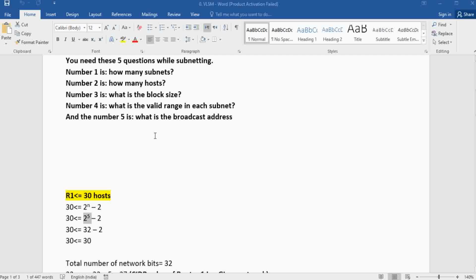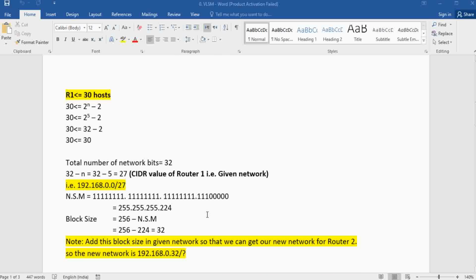2 power 5 is equal to 32 and then minus 2 will become 30, which is equal to 30. So 30 is smaller than or equal to 2 power 5 minus 2. 30 is smaller than or equal to 32 minus 2. 30 is smaller than or equal to 30. Then we want to find the CIDR value because without the CIDR value the router will not accept the route. The total number of network bits is 32. We need to minus the n value from 32. 32 minus n is equal to 32 minus 5 equals 27. So the CIDR value is 27.